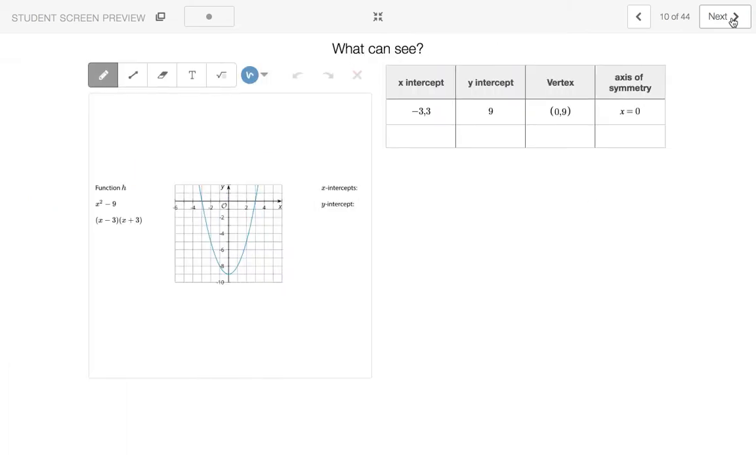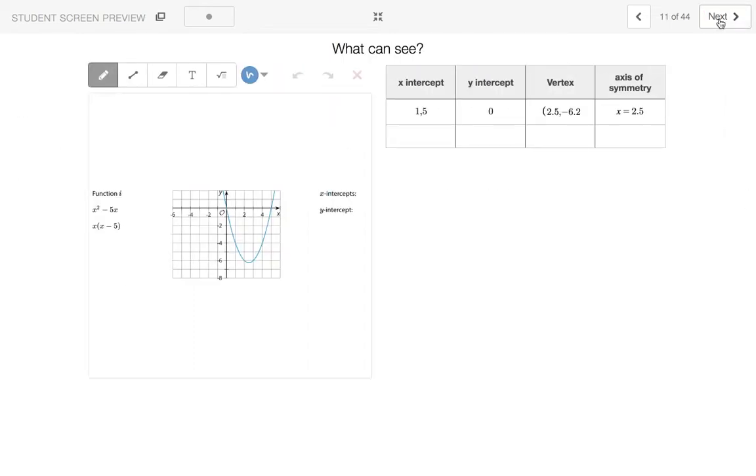Next problem. Notice this one's symmetric around the y-axis. The function looks a little different. That might give you a hint as to what's to come. Next problem. Notice this is not a trinomial, it's a binomial, so all we could do is factor out the GCF. But other than that, we did it exactly the same.